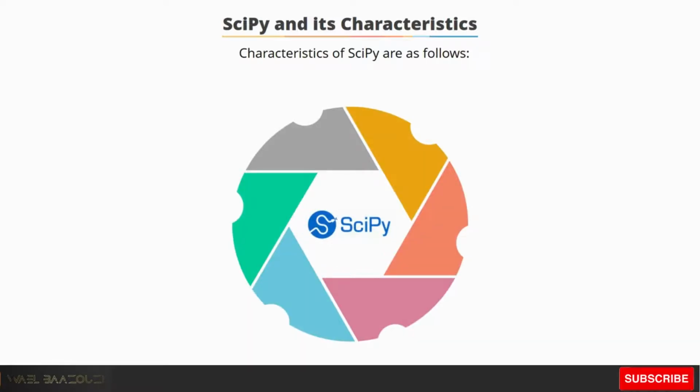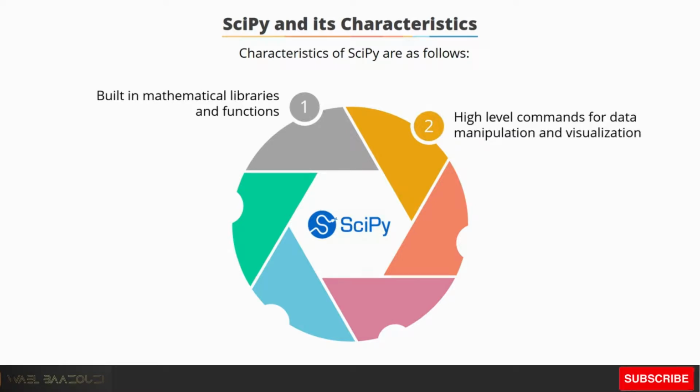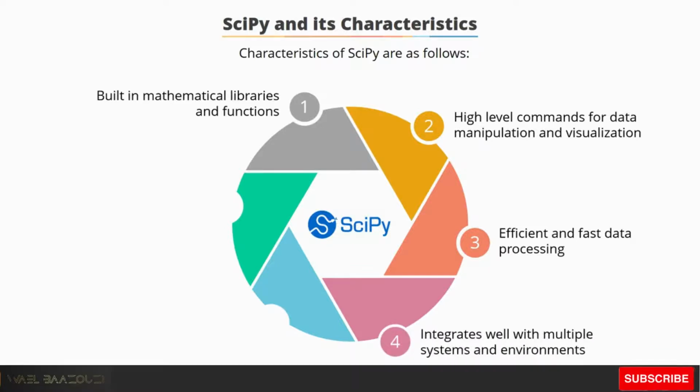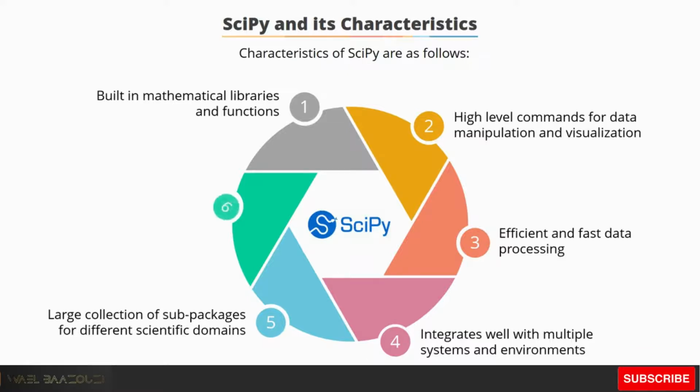Let's look at some characteristics of SciPy. It has a huge collection of built-in mathematical libraries and functions to support complex scientific computations. The high-level commands and classes make data manipulation and visualization seem easy. Since it's built on top of NumPy, the data processing is extremely fast and efficient. It integrates well with multiple systems and environments. It has a large collection of subpackages for different scientific domains. Its developer-friendly libraries and functions simplify scientific application development.